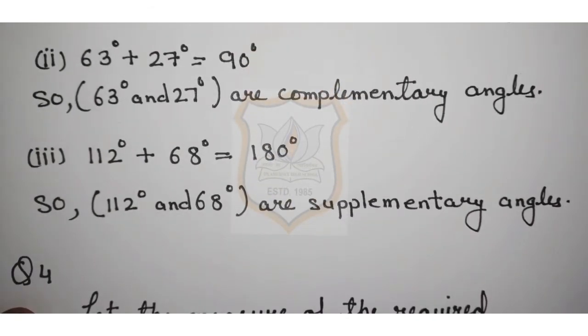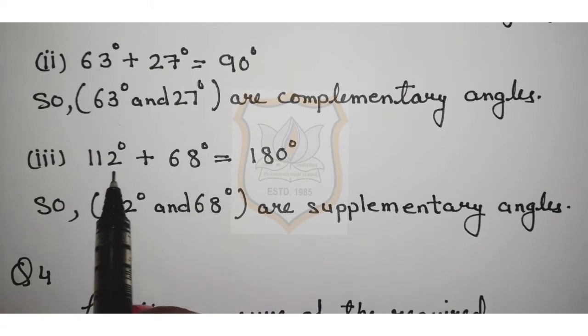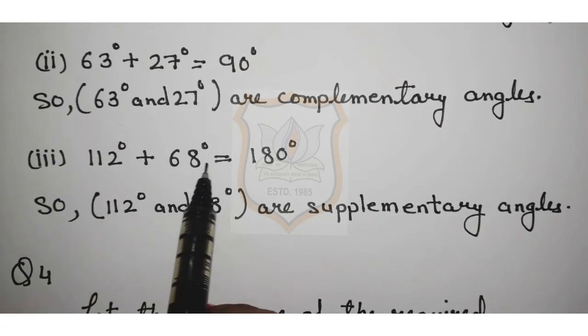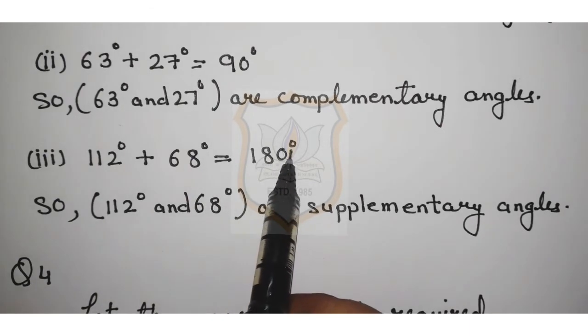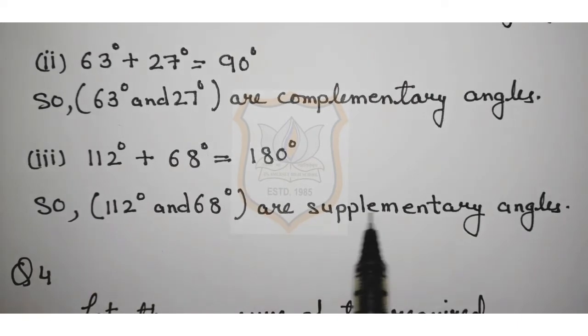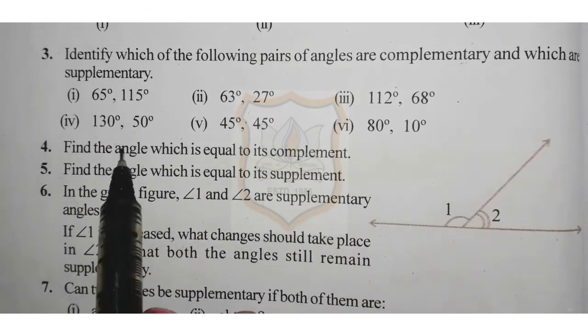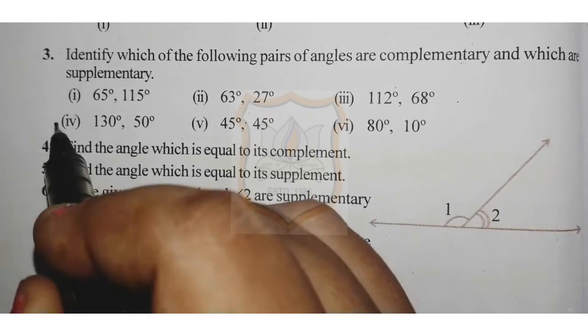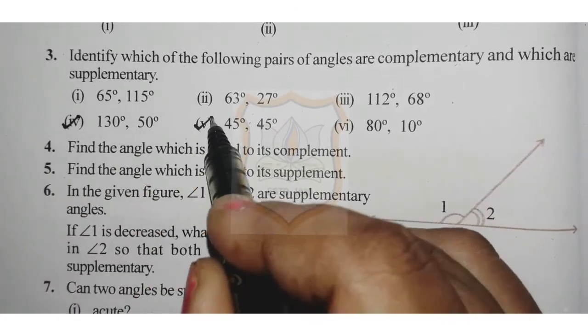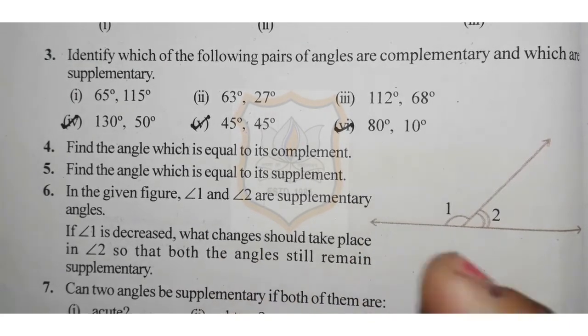Now the third one is 112 degree plus 68 degree. 112 degree plus 68 degree, that is equal to 180 degree. So 112 degree and 68 degree are supplementary angles. So students, in this way you have to find out the answers of the rest of the questions: question number 4, question number 5 and question number 6. You have to do it yourself as homework.